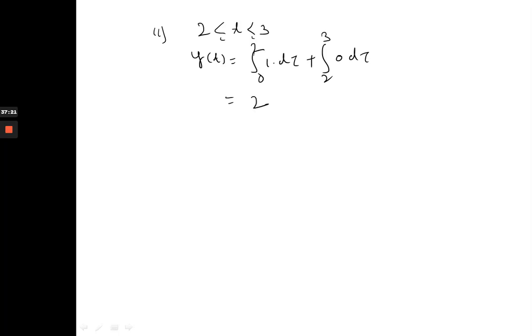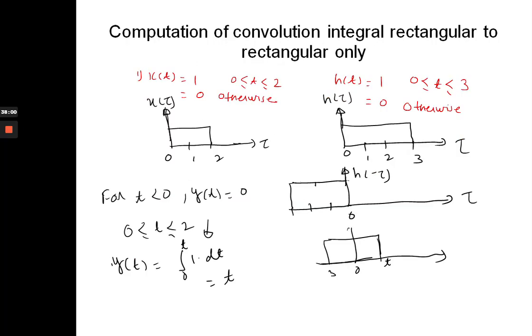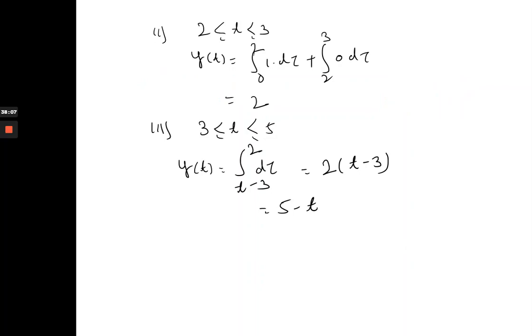Then the next interval is when t is greater than or equal to 3 and less than or equal to 5. That time the limit becomes y of t equals integral from t minus 3 to 2 of d tau. After solving this, we get 2 minus (t minus 3), which means 5 minus t. Now here we shift this waveform, find the upper limit and lower limit, and the magnitude is 1.